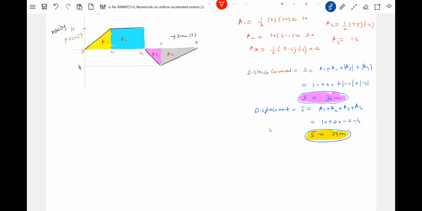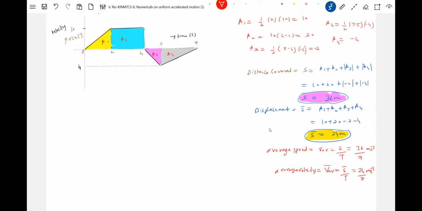Then what about average speed? Average speed is equal to distance covered divided by total time taken. Distance covered is 36 meter, so 36 by 7 meter per second. Average velocity is 24 by 7 meter per second. What do you mean by 24? This we didn't understand properly.